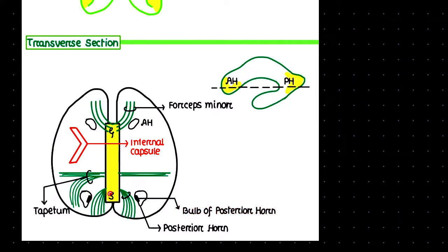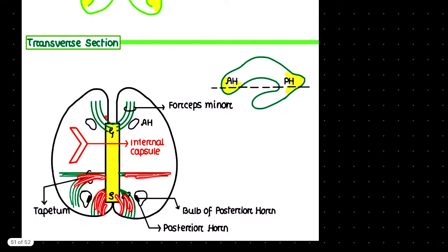Now if you look just above the splenium, in the region of the body, we see fibers moving horizontally and covering this posterior part, the forceps major. What are these called? Together these are called the tapetum.